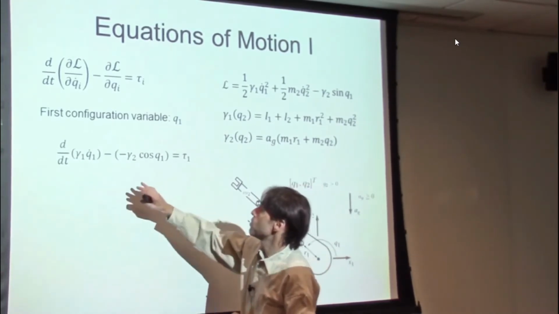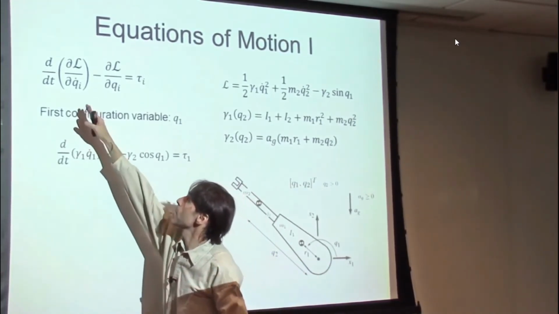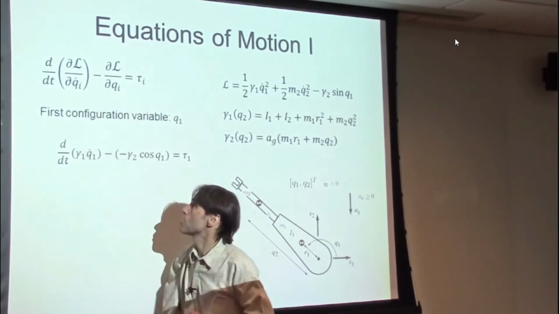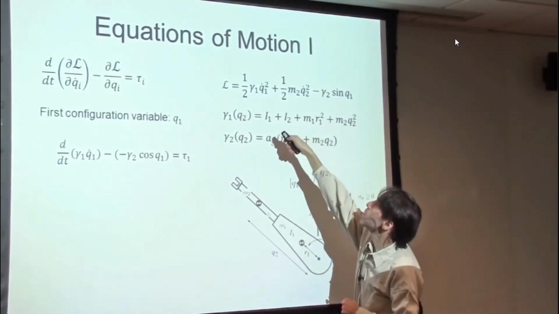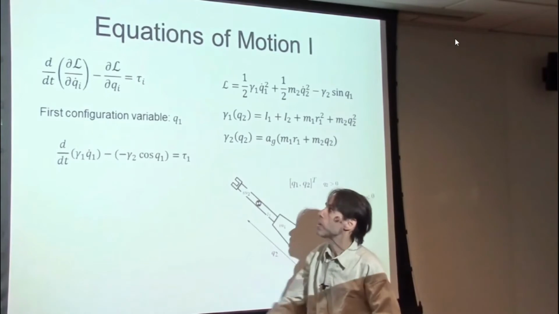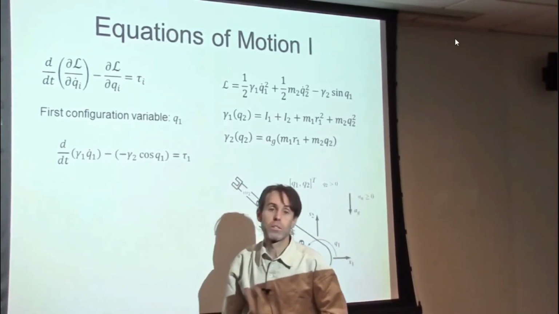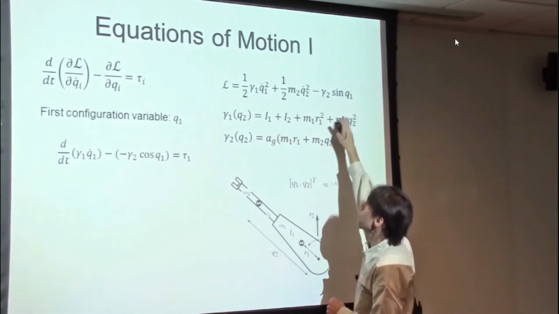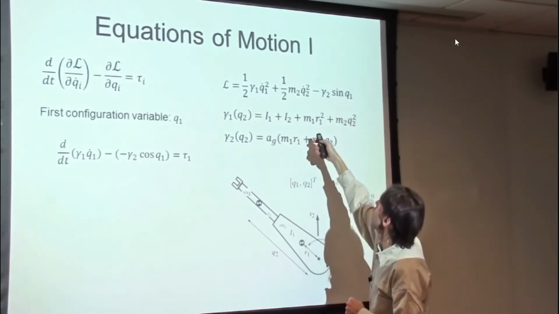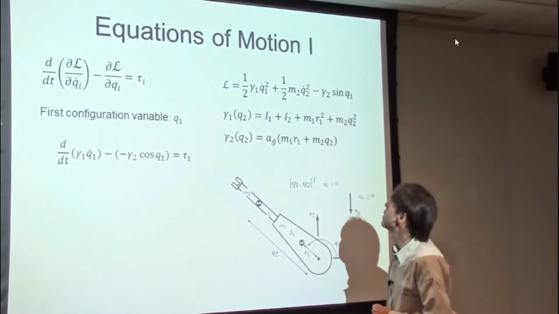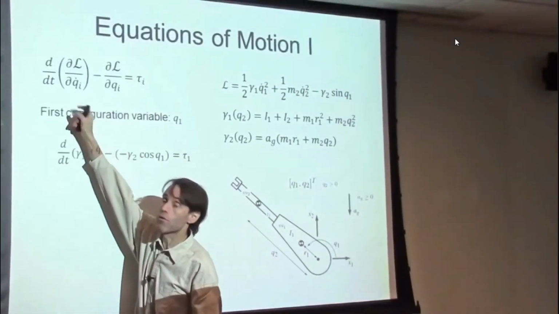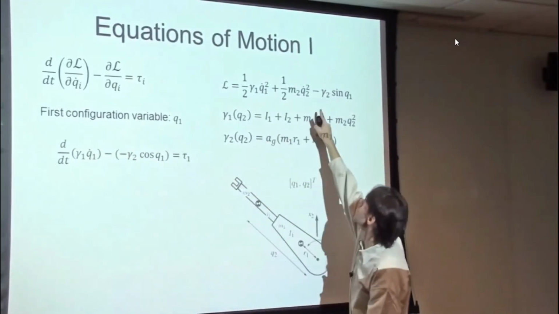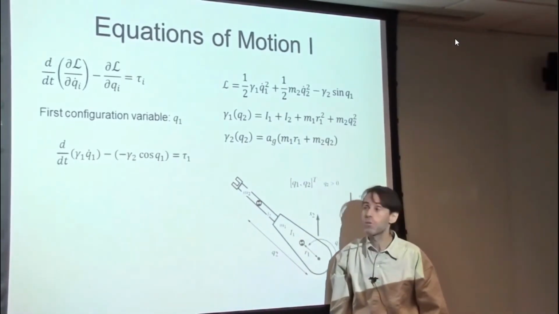So first thing we're going to do is we'll differentiate with respect to Q1 dot, and we'll also do the differentiation with respect to Q1. Over here, when we differentiate with respect to Q1 dot, this is the only term that has Q1 dot in it, so that's the gamma 1 Q1 dot. Then we differentiate this whole thing with respect to Q1. This is the only term that has a Q1 in it, so that's why we have the minus gamma 2 cosine Q1. Note that this minus sign comes from the formulation of Lagrange's equations, and this minus sign comes from what was present in the Lagrangian as we derived it.